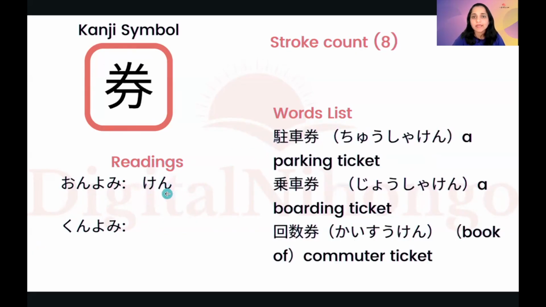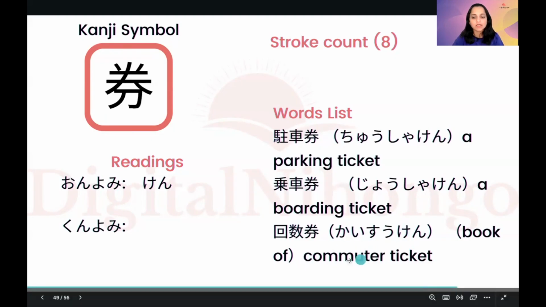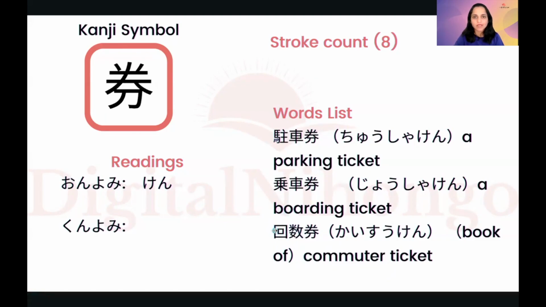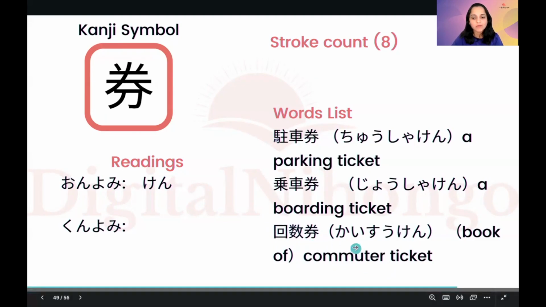Then next one is ken. Ken for ticket. Chusha ken. Chusha is parking. Chusha ken, parking ticket. Josha ken. This jo is from norimas, that is to ride. Okay, noru, that is to ride. So riding or boarding ticket is joshaken. Then kaisuken, commuter ticket. Su is for number. Kai is times. Okay, so multiple times. This is like a commuter ticket, a pass. Kaisuken. Okay, ken is ticket.